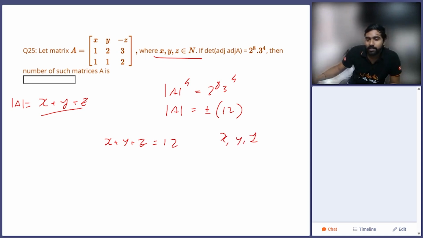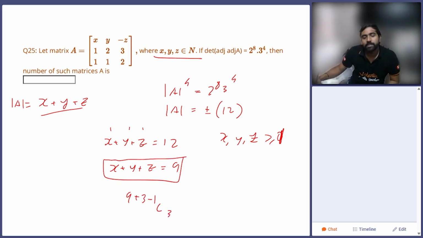Now, as x, y, z are all strictly greater than 0, basically greater than or equal to 1, I'll have to give all of them a 1. Basically 1, 1, 1, I'll have to already give them up. So basically, I'm looking for x plus y plus z equals 9. Directly the beggar coin method will apply. n plus r minus 1 C r minus 1, that's equal to 11C2 will be the answer for this question.